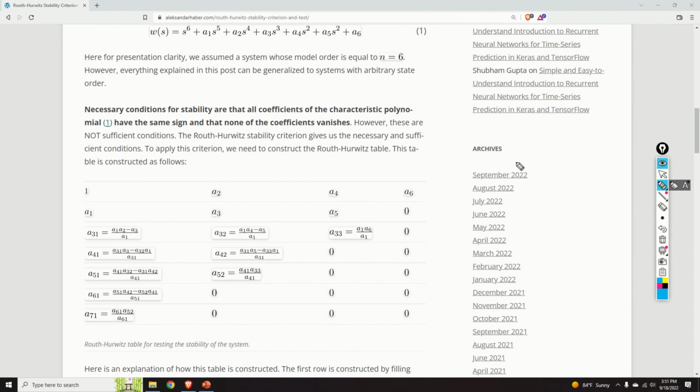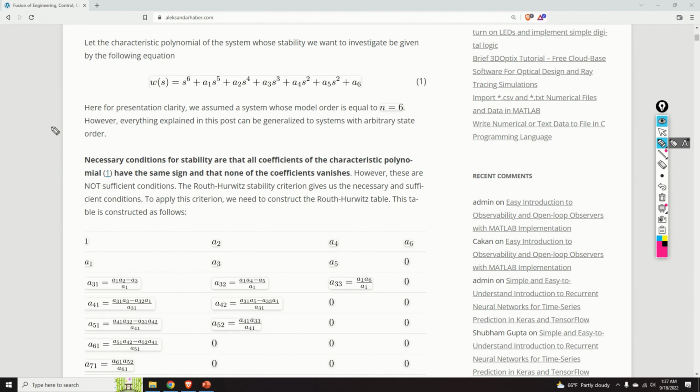Here, we need to stop for a second and mention one very important fact. Namely, these are not sufficient conditions. The Routh-Hurwitz stability criterion will actually give us the necessary and sufficient conditions. And to apply the Routh-Hurwitz stability criterion, we need to construct the Routh-Hurwitz table. This table is given over here, and in the sequel, I will explain how to construct this table step by step. The first row of the table is populated as follows.